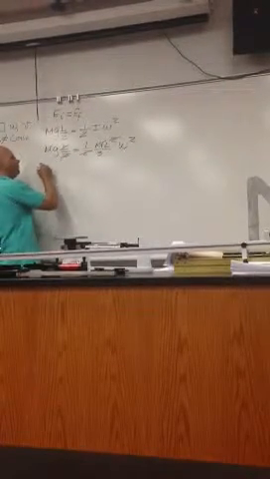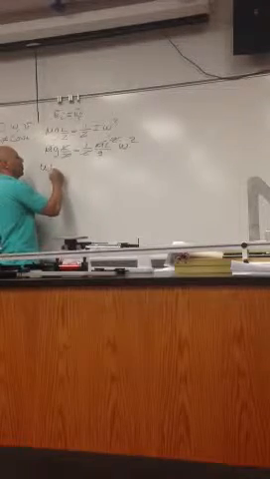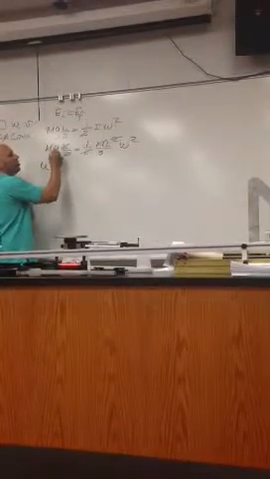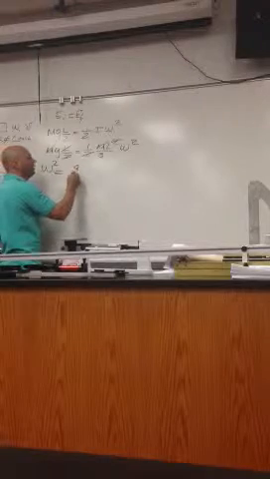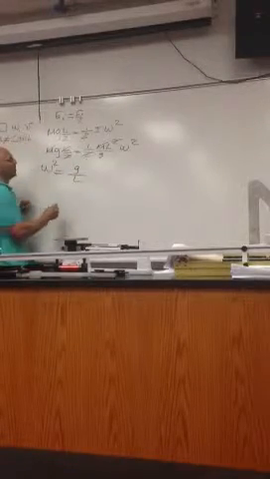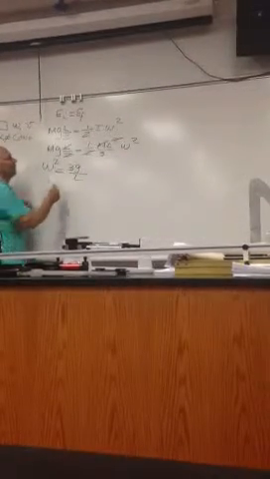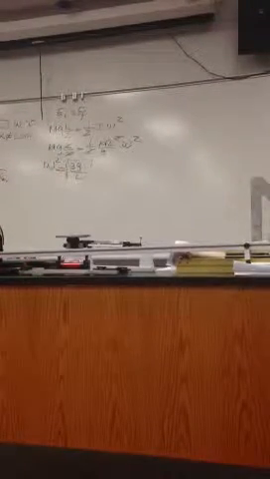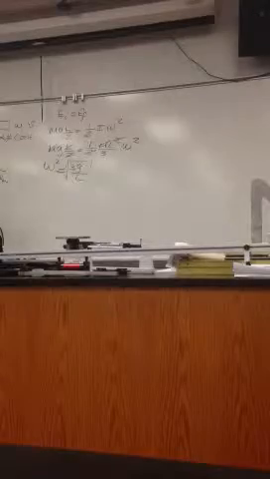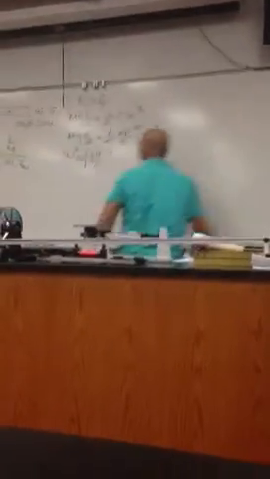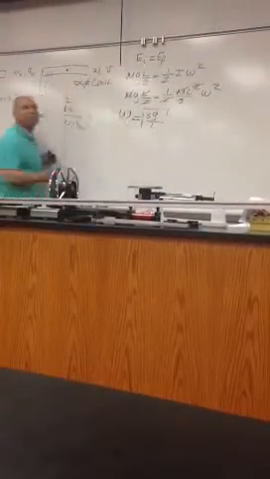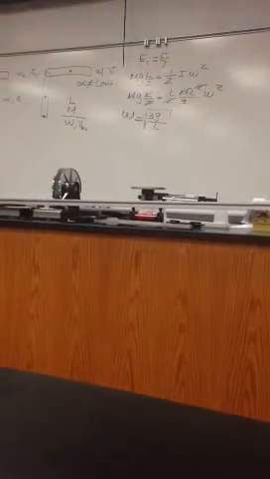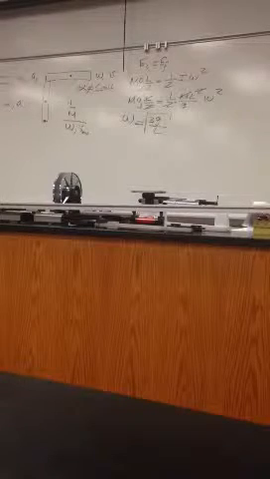What will be omega? Omega squared will be g over L times 3, the square root. This is omega. Any question finding omega using energy? Initial equals final, the same thing that we did for a pendulum.